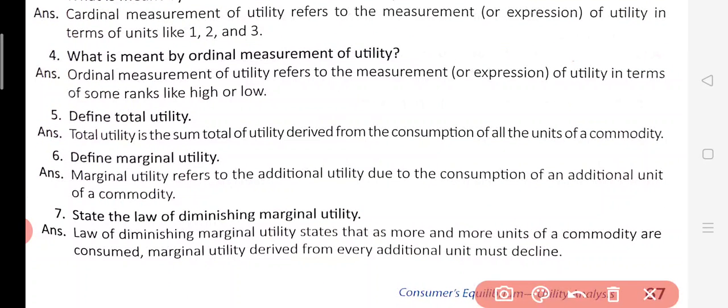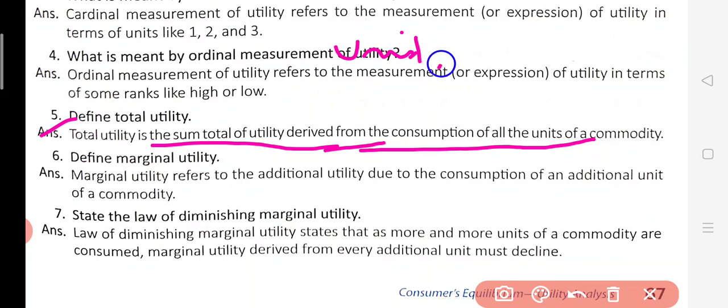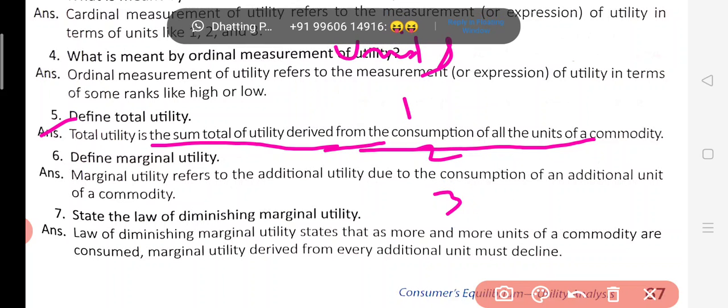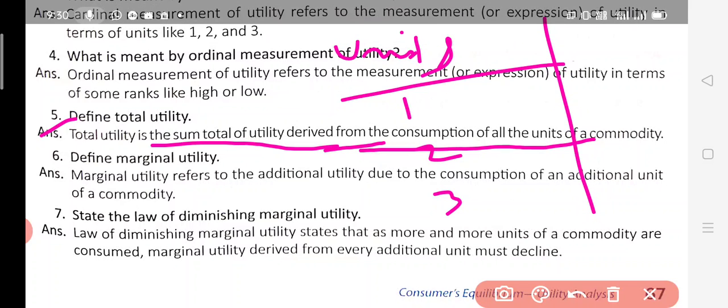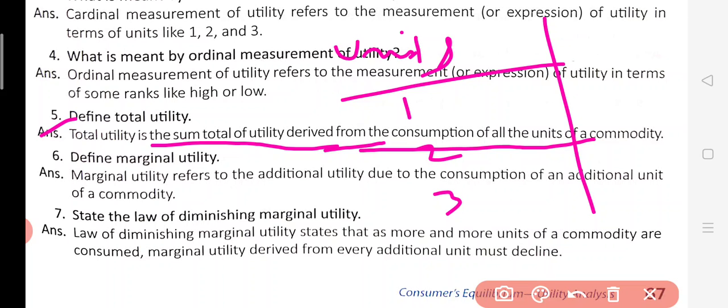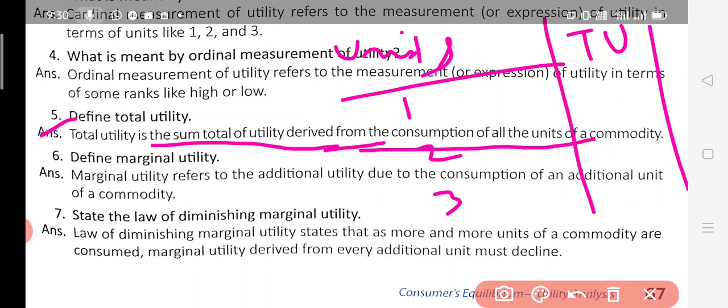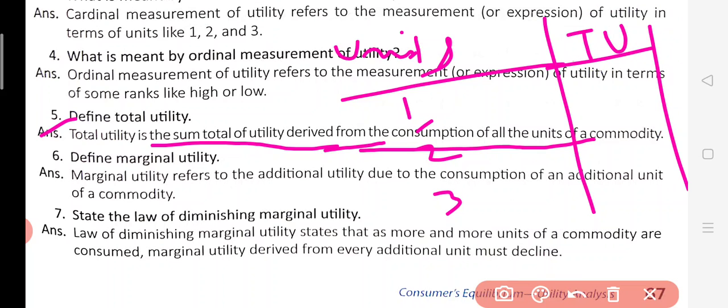Now what is total utility? Total utility is the sum total of utility derived from the consumption of all the units. Just like when you are consuming various units, like first, second, third unit, definitely you are getting some total utility. Suppose by consuming the first unit you are getting 10 utils. By consuming the second you will not get 20, maybe it will increase only by 8, so it will be 18, then maybe it will be 24.